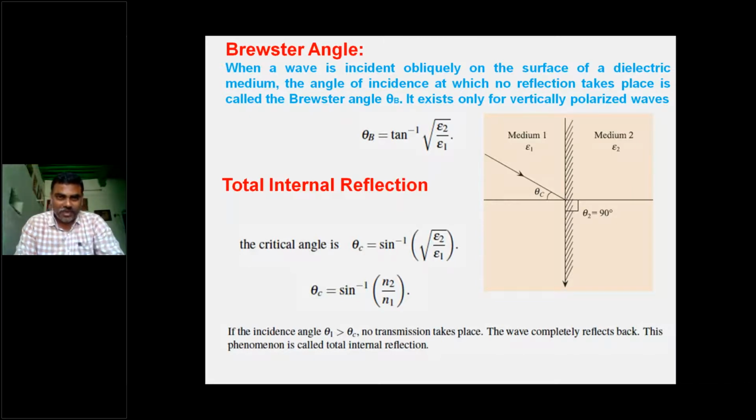Here that Brewster angle is given by tan inverse root epsilon 2 by epsilon 1, and total internal reflection will result where there is no refraction. So the critical angle is the angle at which there is no refraction. Simply you can say once theta i, the angle of incidence, is greater than the critical angle, then no transmission takes place. There is no refraction. That means the entire wave is reflected into the same media. That's why we can call that phenomenon total internal reflection.